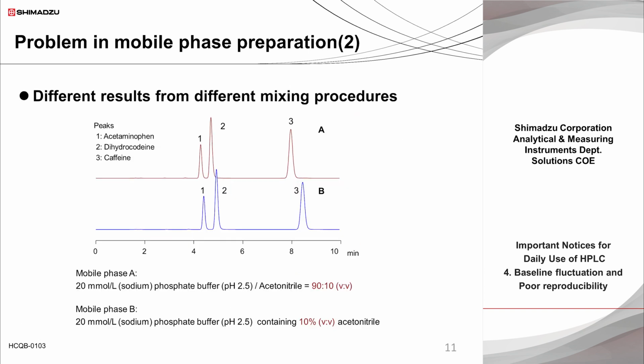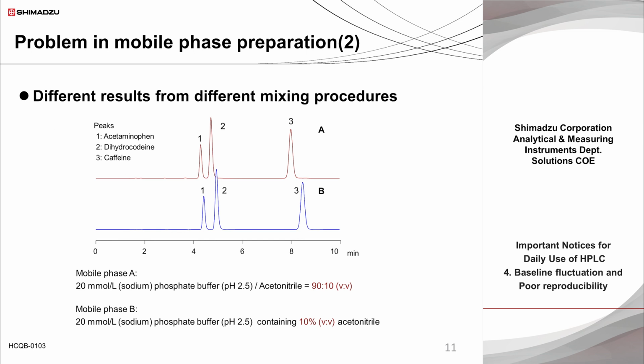This slide compares the chromatograms obtained by preparing the mobile phase with phosphate buffer and acetonitrile according to the notation on the previous slide. In the upper case, the mobile phase composition is defined by the volume ratio before mixing, and the mobile phase mixed with 900 milliliters of buffer and 100 milliliters of acetonitrile contains 100 milliliters of acetonitrile in a total volume of slightly less than 1 liter. The mobile phase in the lower case contains 100 milliliters of acetonitrile in an exact volume of 1 liter.